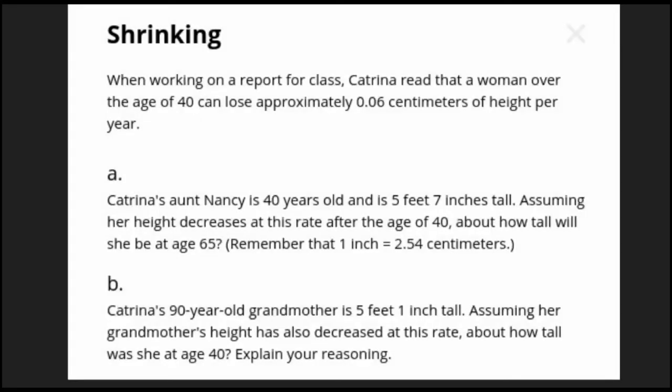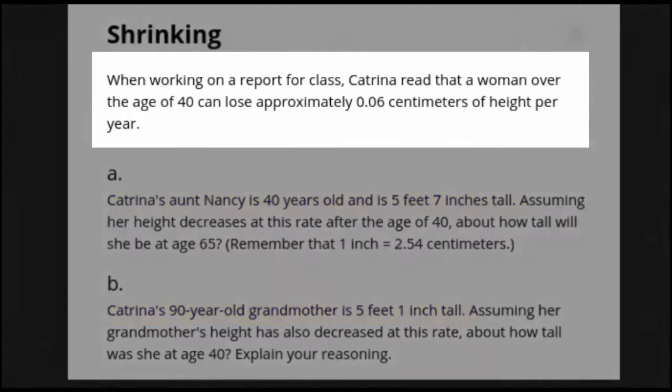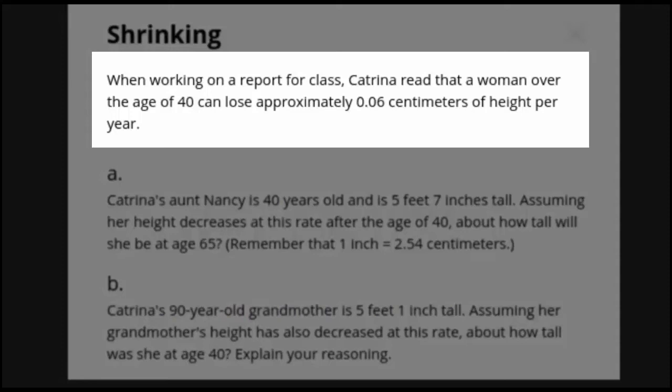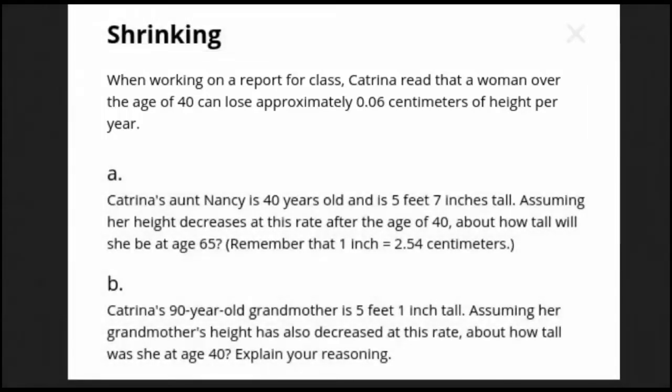For the shrinking task from Illustrative Mathematics, students must determine the height of 2 different women at 2 different ages. Students are provided with the following information. When working on a report for class, Katrina read that a woman over the age of 40 can lose approximately 6/100 centimeters of height per year. Students may use their proportional reasoning background from 6th grade or other strategies to solve both parts of the task.